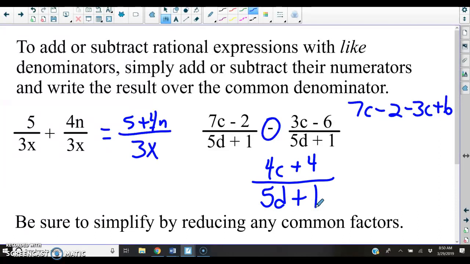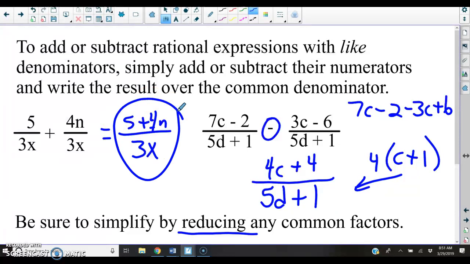One additional comment I need to make is be sure you reduce. Now we could take a 4 out of this numerator and make it c plus 1, but that won't have any common factors with the denominator. Okay, 5 plus 4n is actually a prime binomial, so it will not factor, so that one doesn't reduce. You are allowed to write it as factors if you want to factor it and see if it's going to reduce. It is not wrong if you do that, but if you don't reduce, and you could have, you'll lose a point.